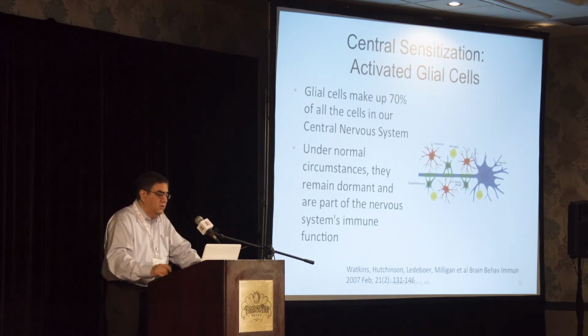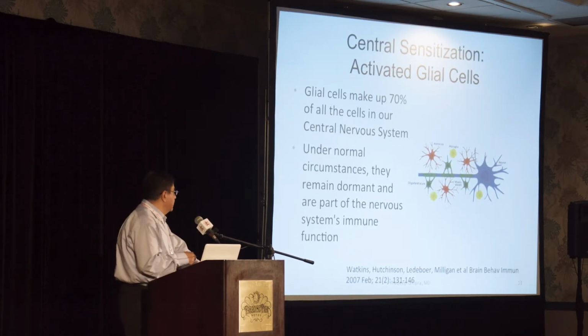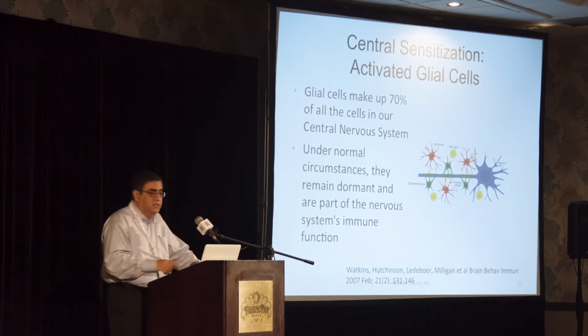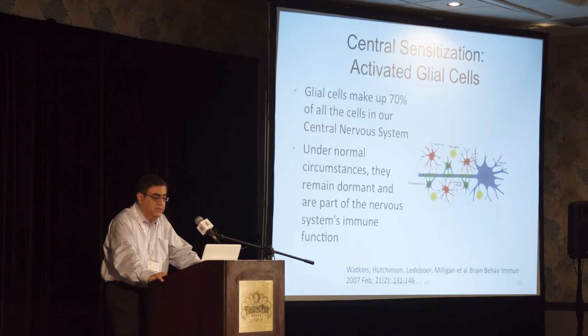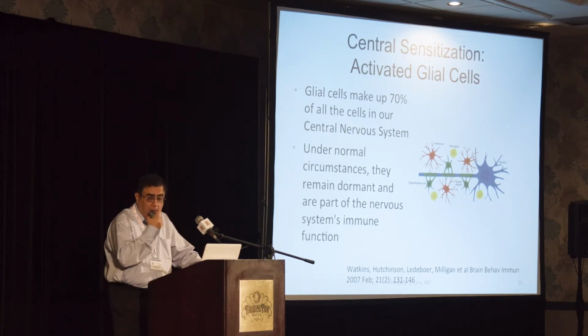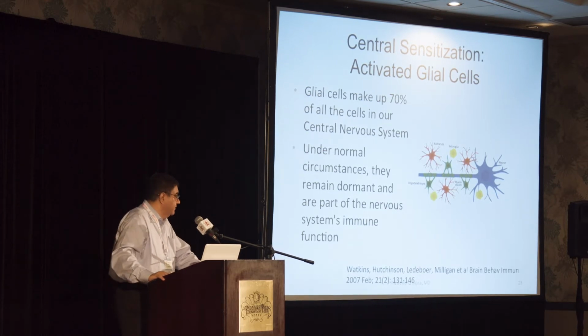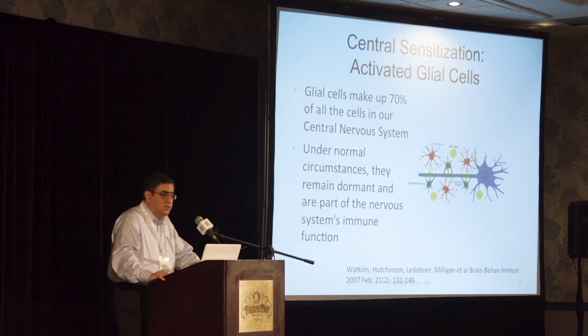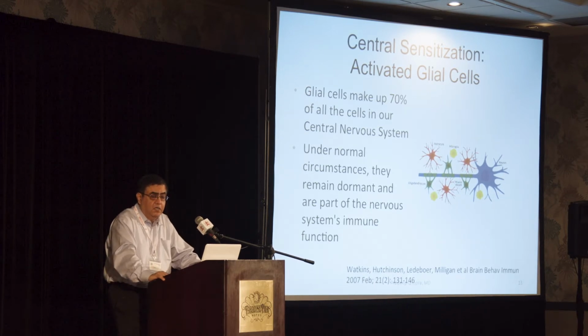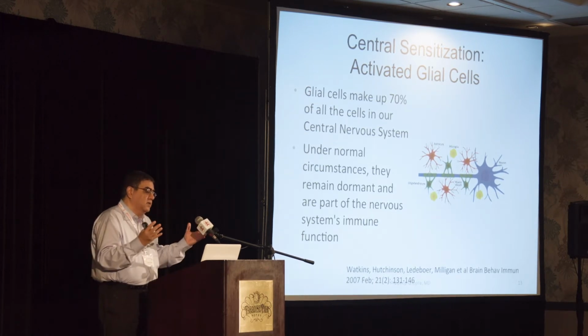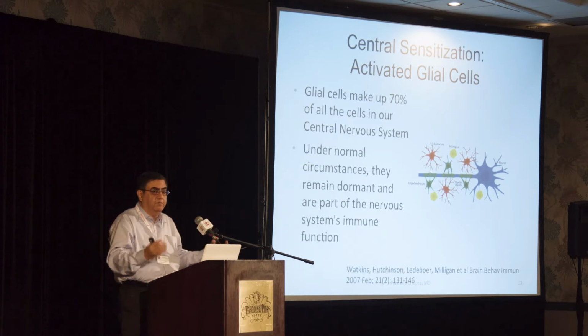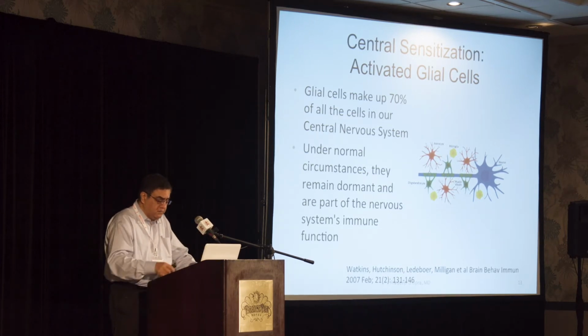Glia, in the brain and the central nervous system, that is the brain and the spinal cord, 70% of our brain and spinal cord is made up of something called glial cells. Glial cells were considered to be packing material. And so the idea was that there were nerve cells in the brain and the spinal cord that were packed around, protected by glial cells.